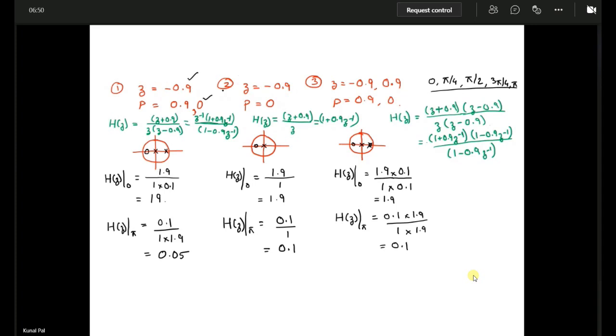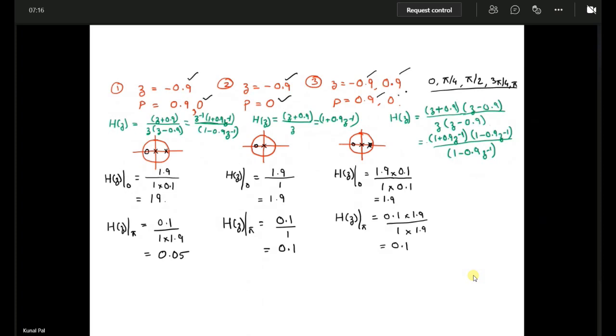In case 2, we have a zero at 0.9 and a pole at 0. This is also a realizable filter. And thirdly, we have zeros at 0.9, minus 0.9 and 0.9, and poles both at 0.9 and 0.